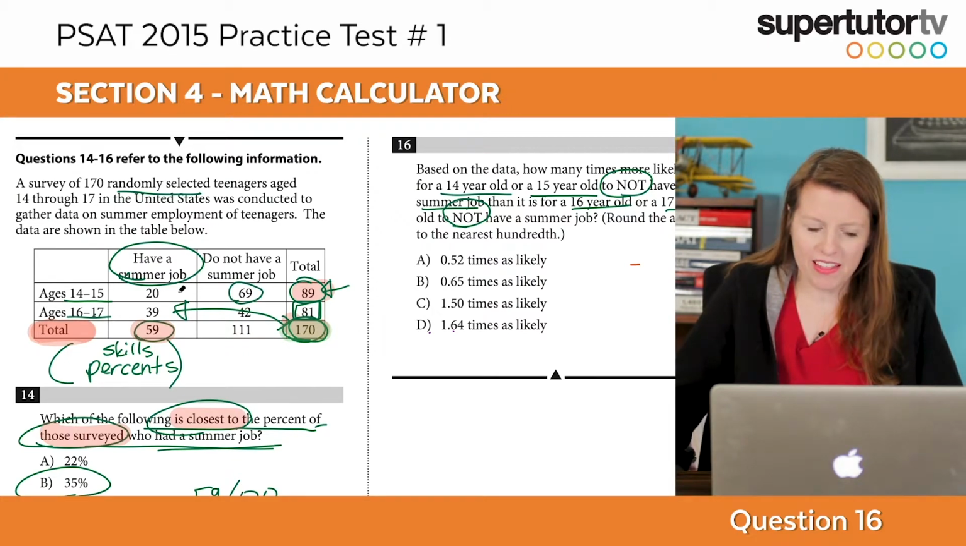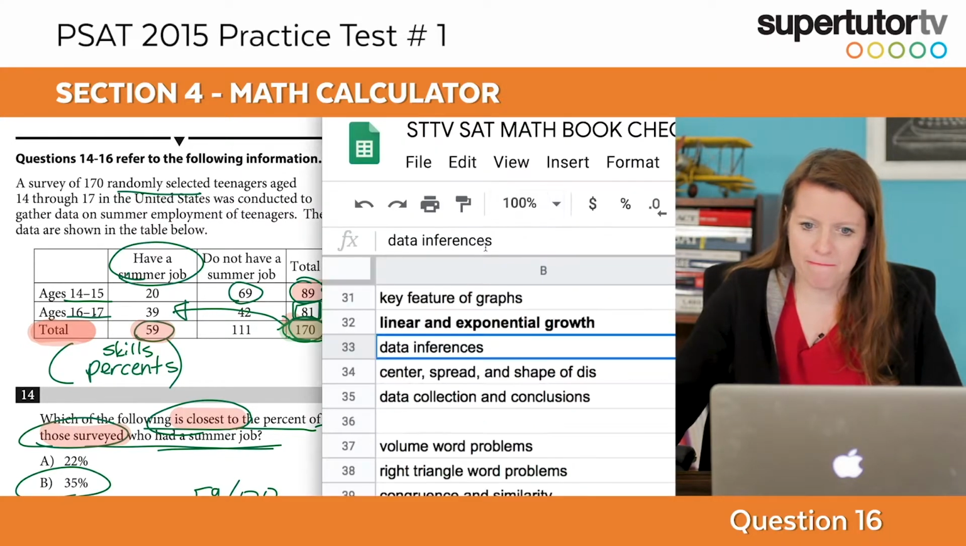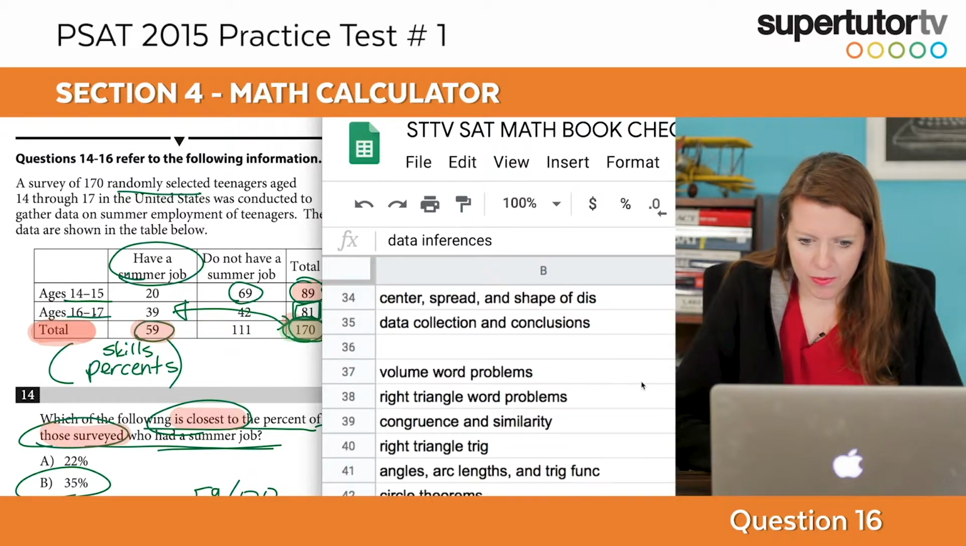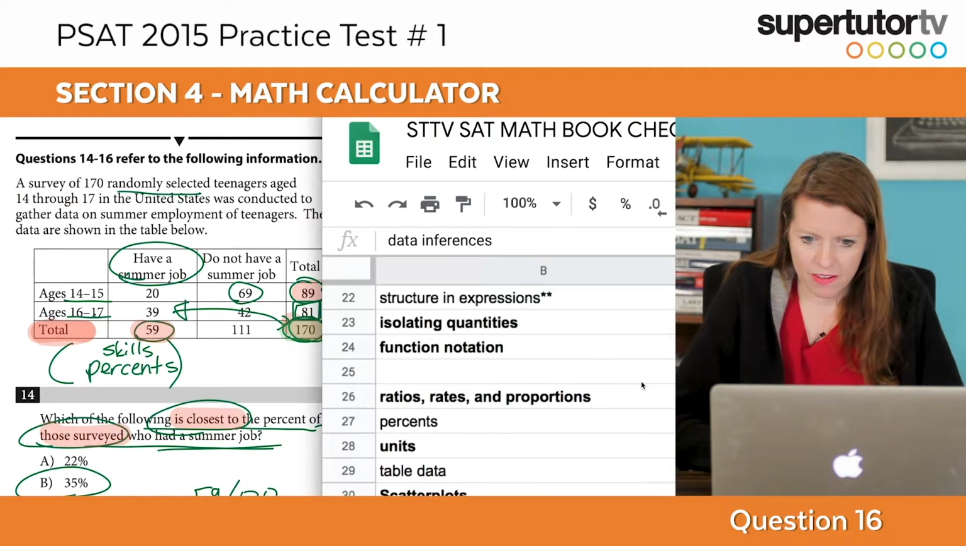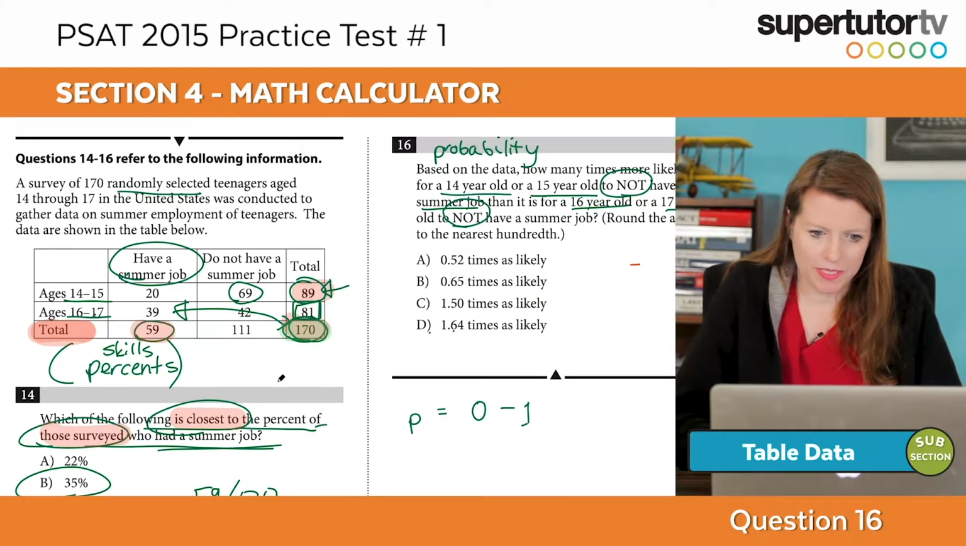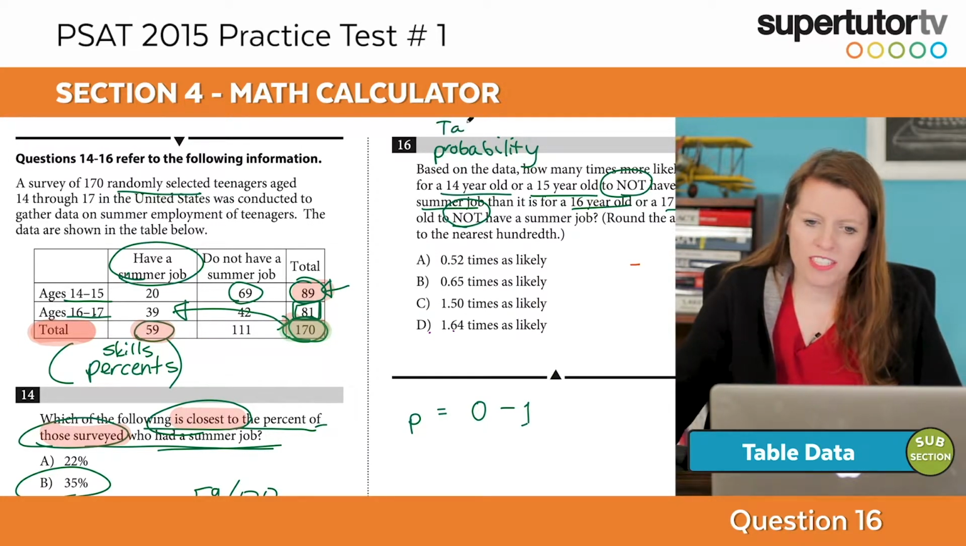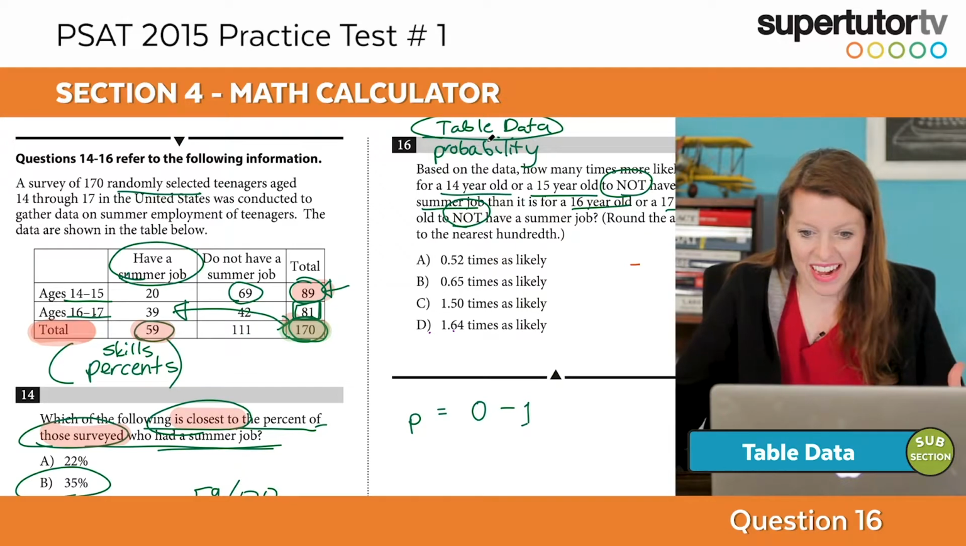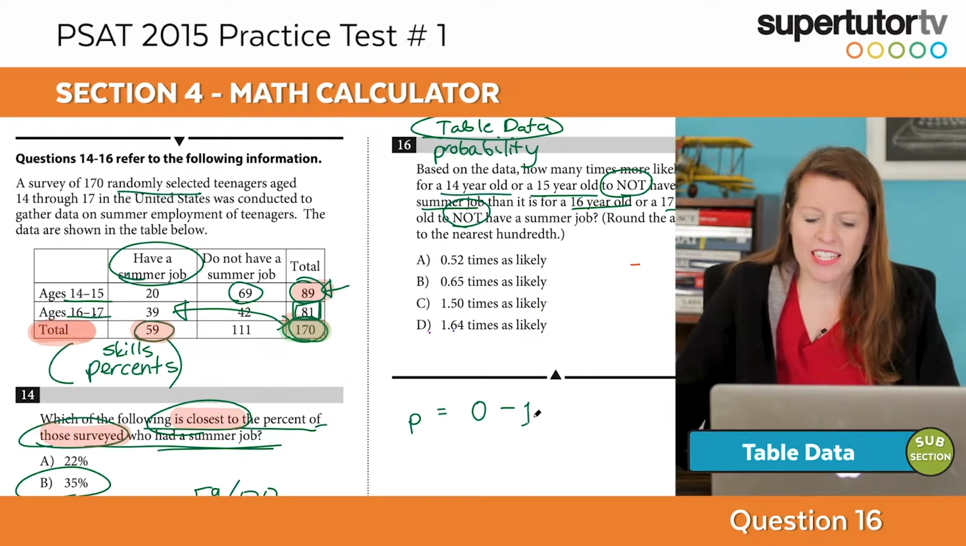So the probability that they do not have a summer job, remember probability is just a number between 0 and 1, and this, by the way, is probability, which we'll have a skills video eventually for probability. But for right now, where are you going to find probability? You're going to find it in table data. I think this is going to be in table data. So we're going to have a skills video eventually for probability, but in the meantime, you can check out table data for more probability problems, but there are going to be problems that aren't probability in there. Kind of annoying. In any case, let's talk about probability.